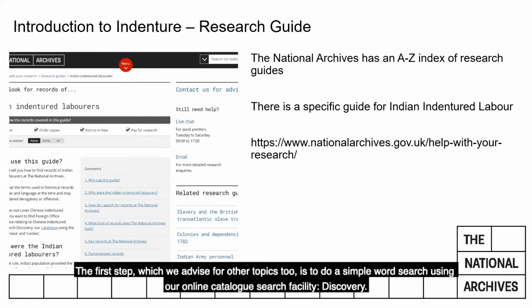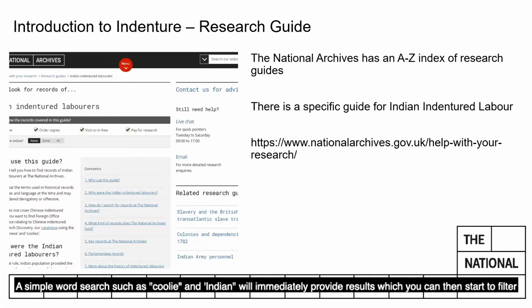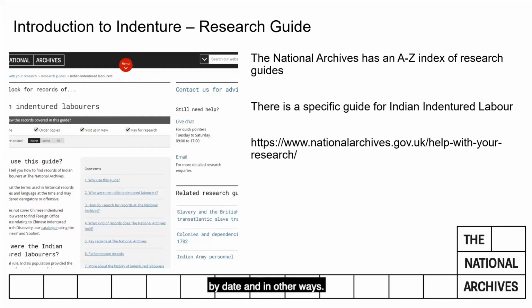The first step, which we advise for other topics too, is to do a simple word search using our online catalogue search facility, Discovery. A simple word search such as coolie and Indian will immediately provide results, which you can then start to filter by date and in other ways. The National Archives has also collaborated with Find My Past, a company specializing in family history research, to digitize records relating to sea voyages that include details of indentured laborers.